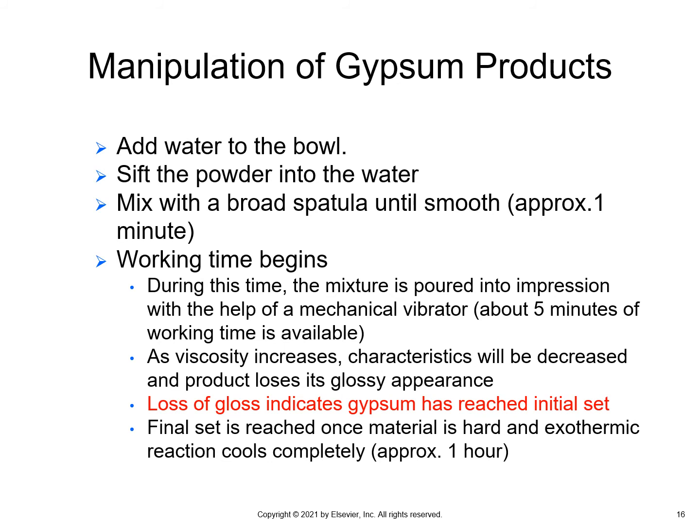So as viscosity increases, the characteristics will be decreased and the product loses its glossy appearance. So as we flow that material down into the teeth, and you've got all of the air bubbles vibrated out as you're doing that. Once the anatomy is covered, you can start adding the gypsum mixture in larger quantities into that impression. That loss of gloss that we see would be indicative that the gypsum has reached its initial set.